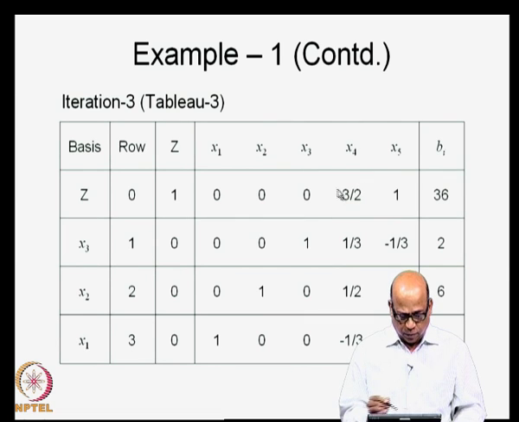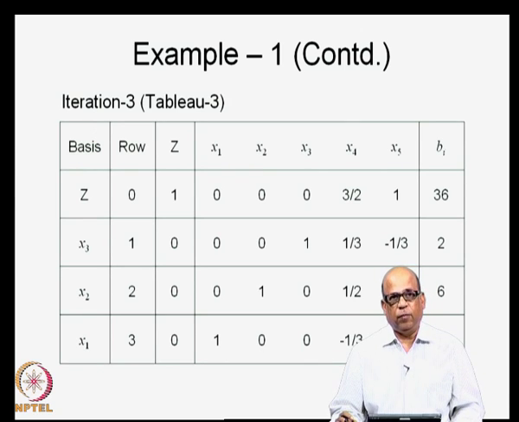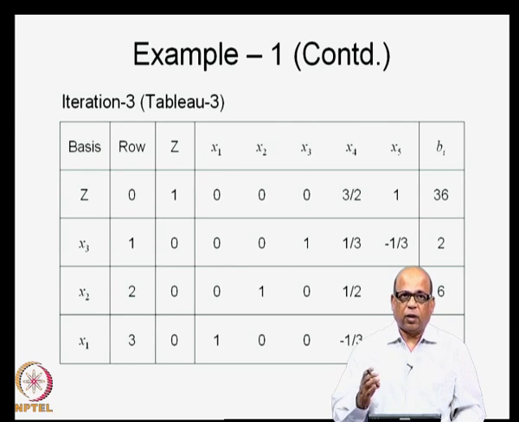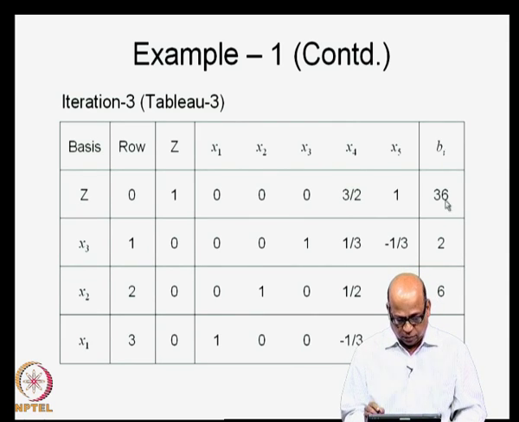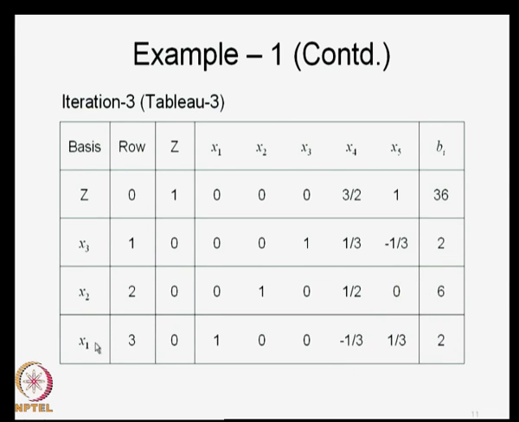If you bring in either x4 or x5 into the basic variables, the z value will decrease because they have positive coefficients here. Therefore, because there is no variable which has a negative coefficient in the 0th row, this solution is in fact the optimal solution, because it cannot be improved further by bringing in any of the currently non-basic variables into the basis. And what is the optimal solution? Optimal solution is z is equal to 36, that is the objective function value. X3 is equal to 2, X2 is equal to 6, X1 is equal to 2. This is how you read the optimal solution.